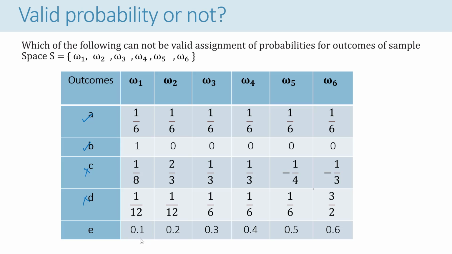Let's look at the last one. If you see, all the probabilities are between 0 and 1. So rule 1 is satisfied. Let's add up all the probabilities. It is equal to 2.1, which is way higher than 1. This is not a valid assignment of probability.